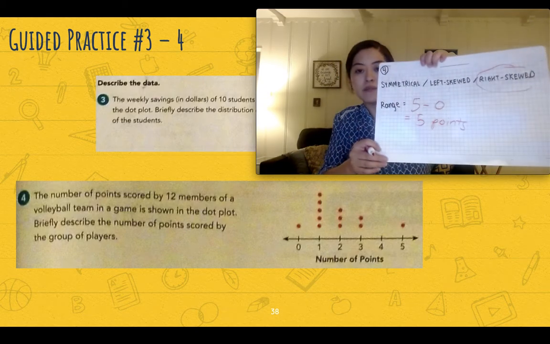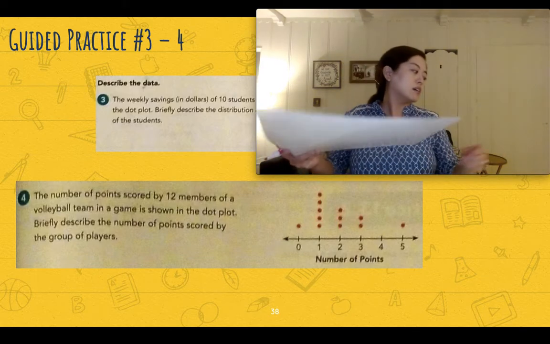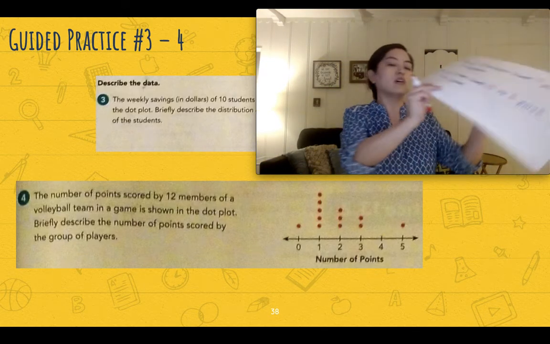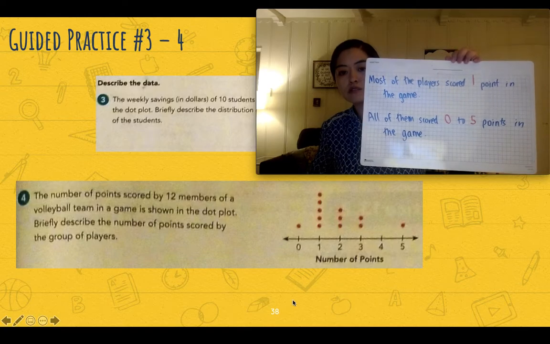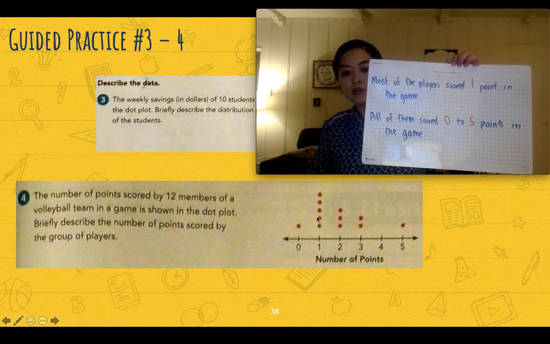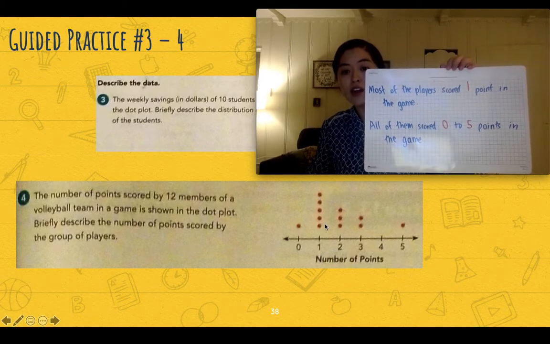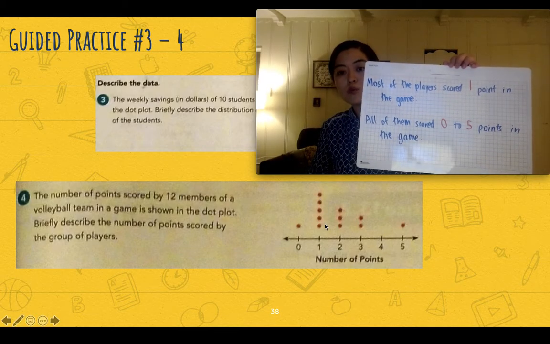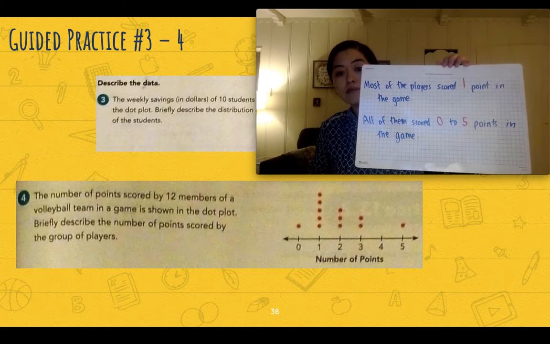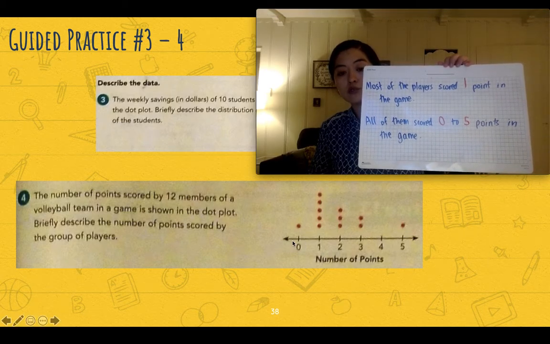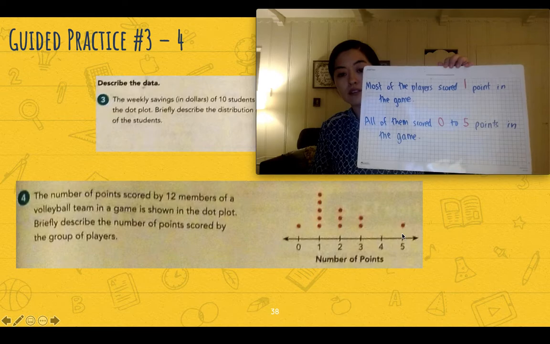Okay. And so from this data, I can see that most of the players, and I know it's most because look at number 1, 1, 2, 3, 4, 5, okay, which has the highest number of players, most of the players scored 1 point in the game. All of them, which describes the range, scored between 0 to 5 points in the game.